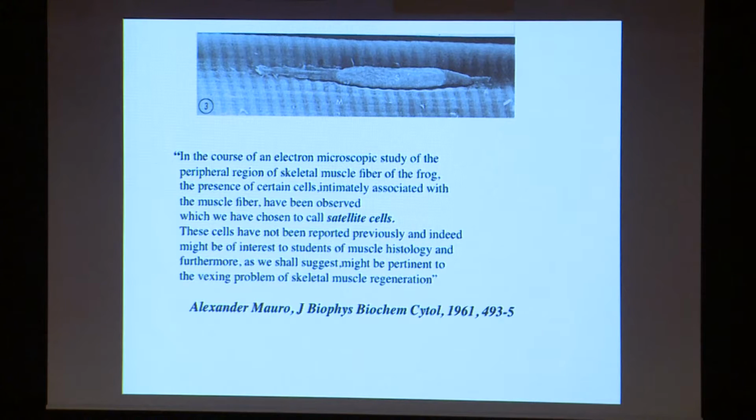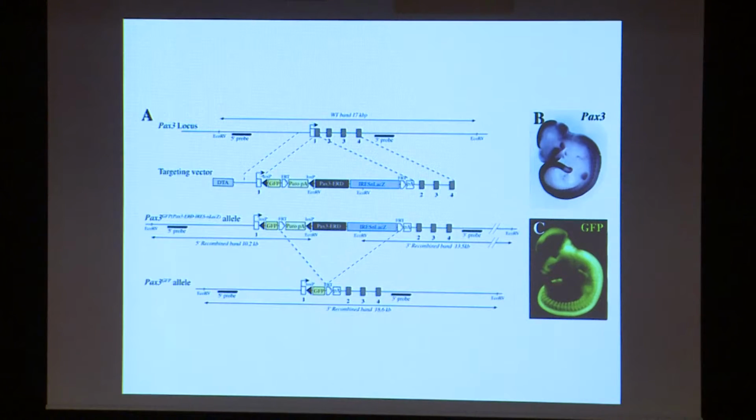And I like the style of this guy, just to make a point. "These cells have not been reported previously," he says, very modestly. "And indeed might be of interest to students of muscle histology, and furthermore, as we shall suggest, might be pertinent to the vexing problem of skeletal muscle regeneration." Because skeletal muscle regenerates, but nobody could explain how exactly and why. So the idea was simply that these cells were at the origin of this regenerative capacity.